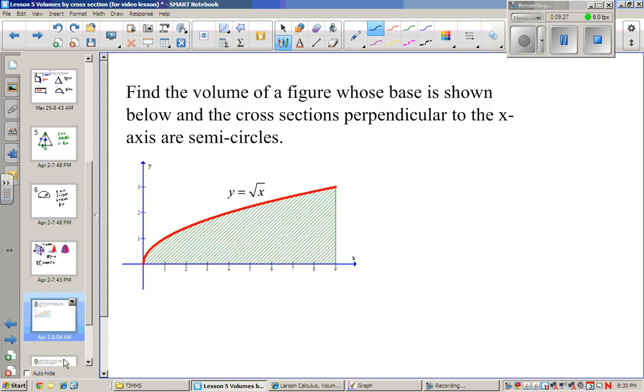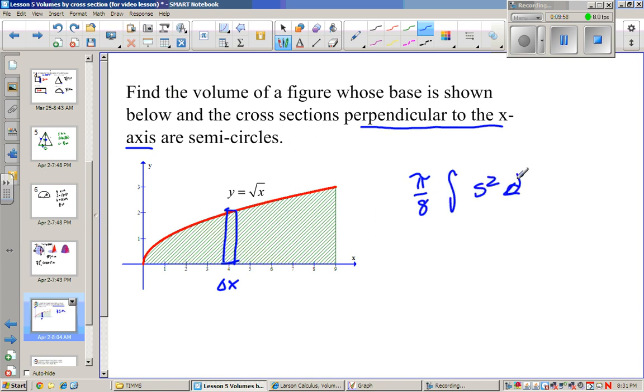Let's try 2 more problems. This time we have a completely different region, and we are told that the region we see is the base, and cross sections perpendicular to the x-axis are semicircles. So let's draw in a sample rectangle. So here's my sample rectangle. I know it has to be perpendicular to the x-axis, and that gives me a width of delta x. I know it's semicircles, so it's going to be pi over 8, an integral of s squared dx.